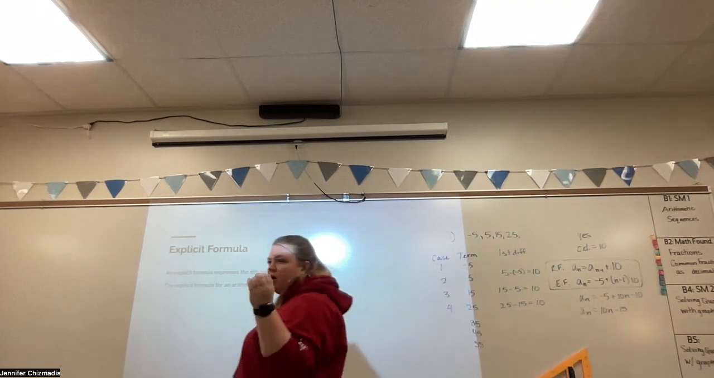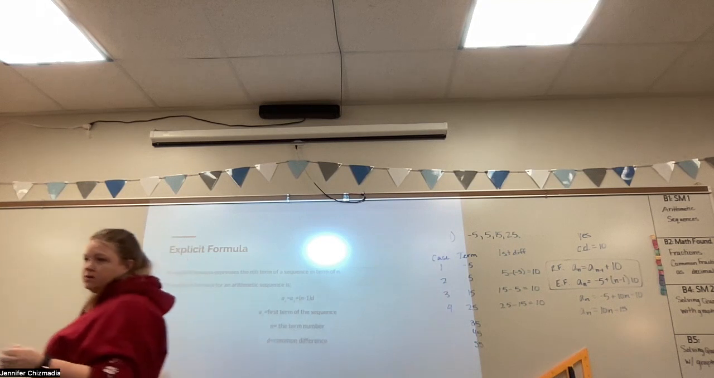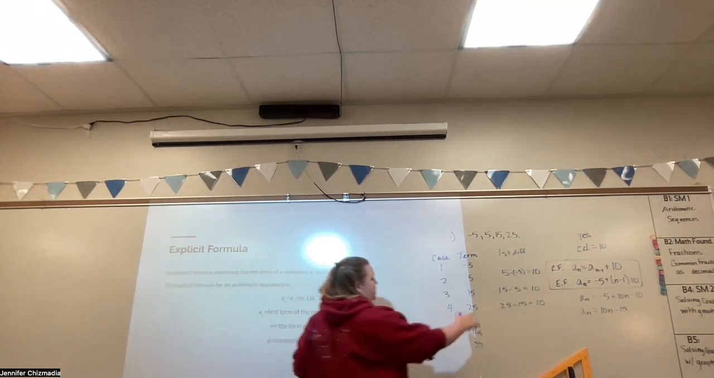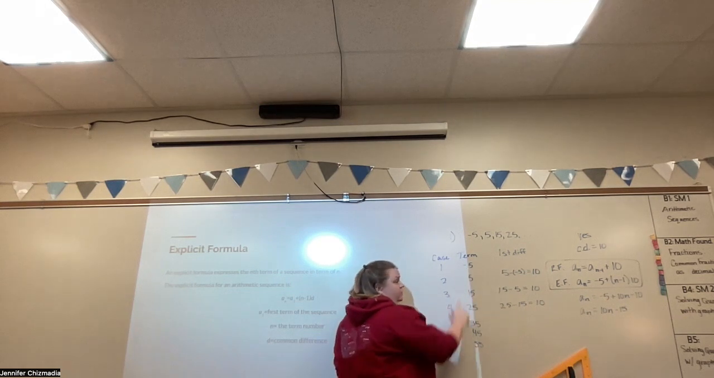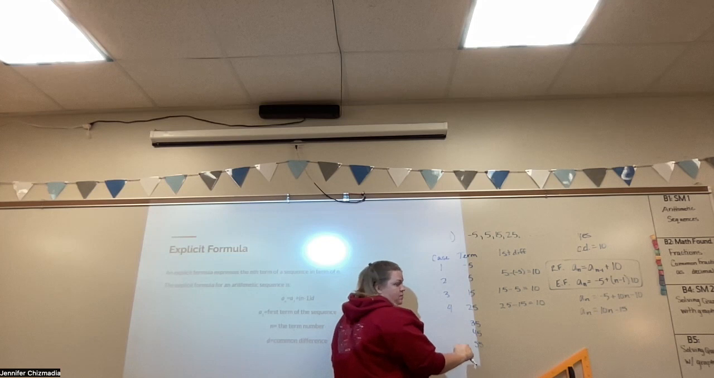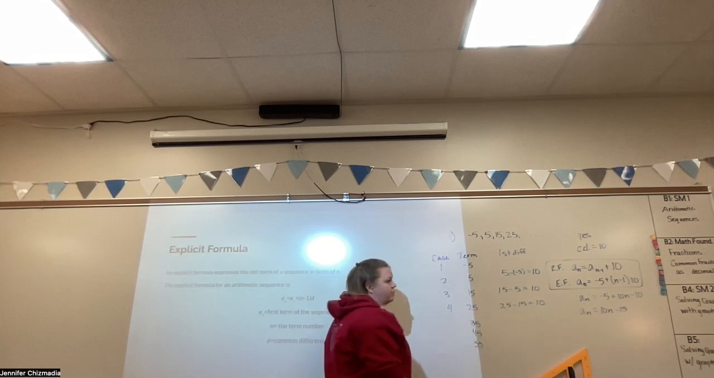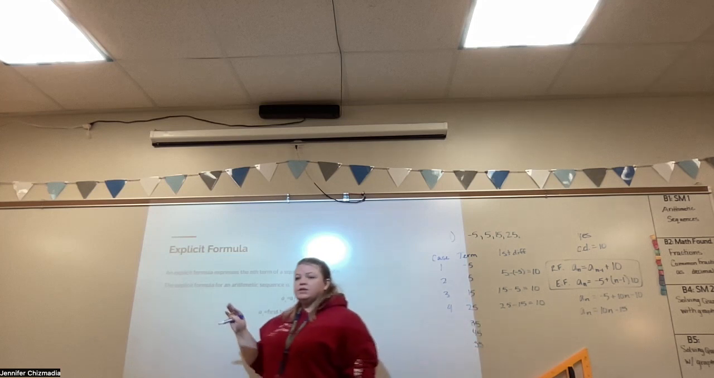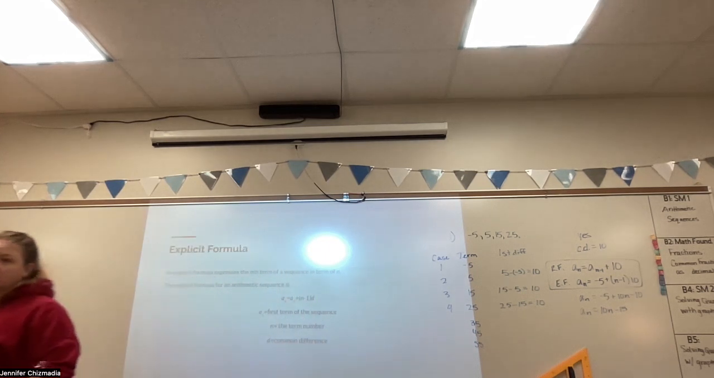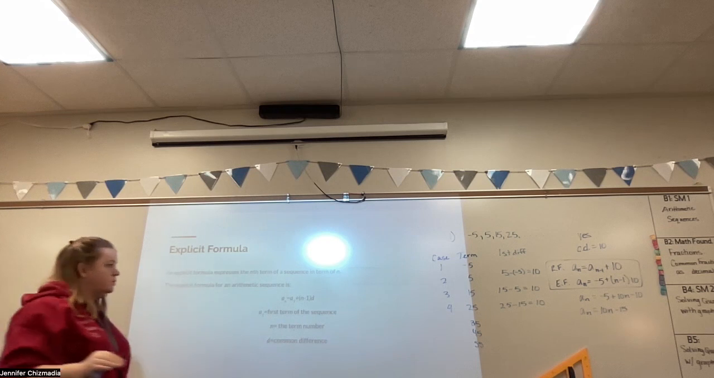The 10 is our common difference. It's our first difference. We take the second number and subtract the first one. Then we take the third and subtract the second. Fourth, subtract the third. If they're all the same, then it's an arithmetic sequence, and that is our common difference. That is our D.